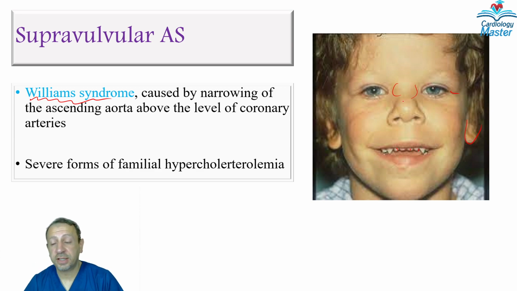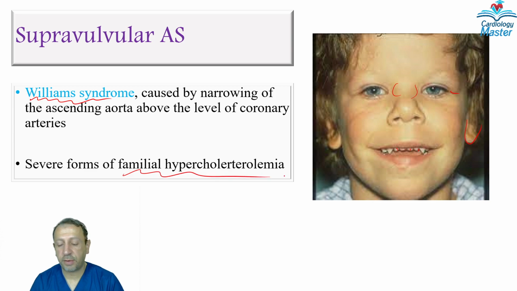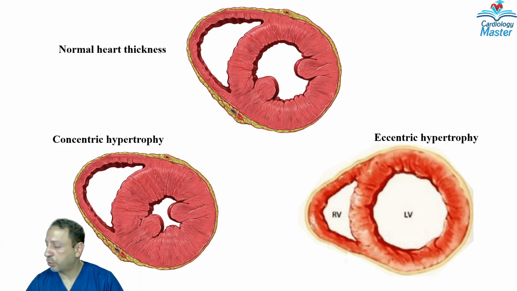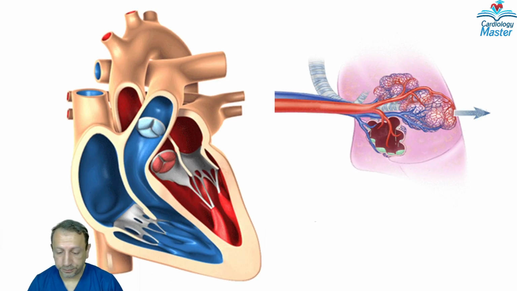So whenever you find these classical features, you should think of Williams syndrome, and this is a cause of supravalvular stenosis. Other rare causes include familial hypercholesterolemia, which it's not important for you to be aware of.